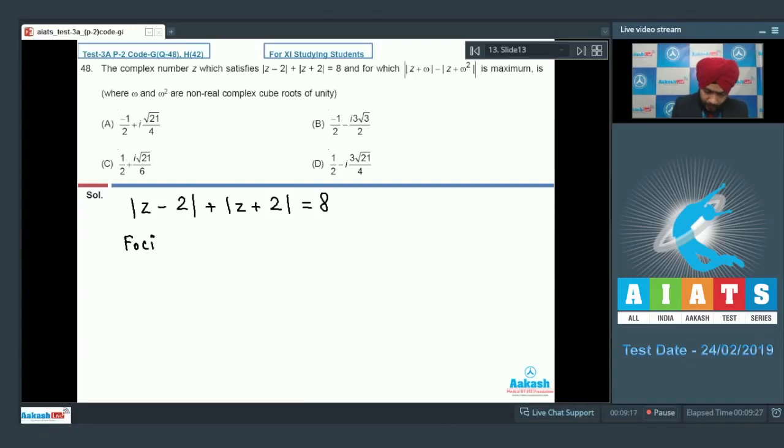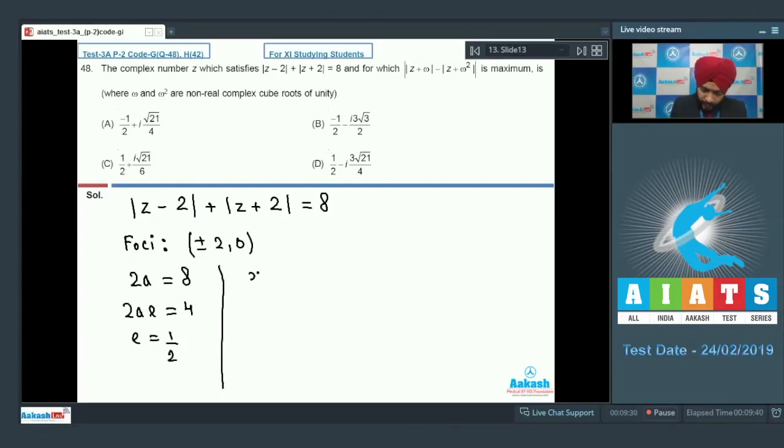Foci are plus minus 2 comma 0. 2a is equal to 8. 2ae is equal to 4. That means e is equal to 1 by 2. Which means that the equation of the ellipse is x square upon 16 plus y square upon 12 equals 1.